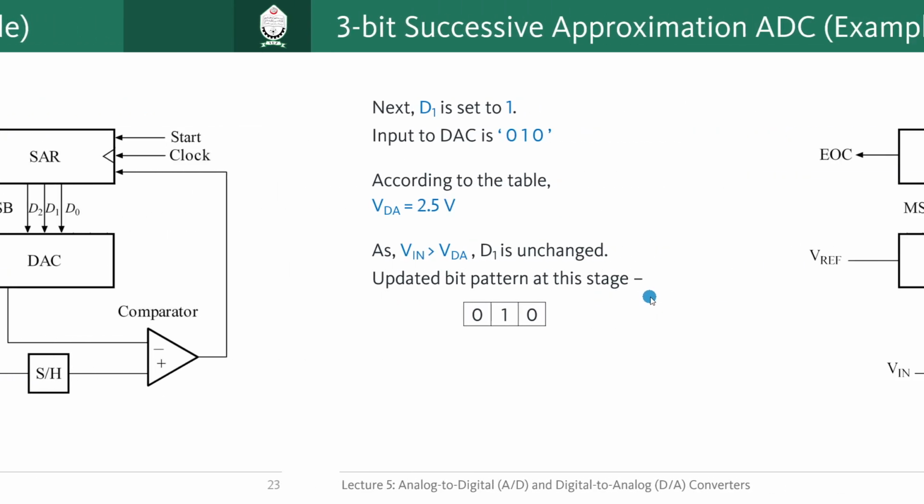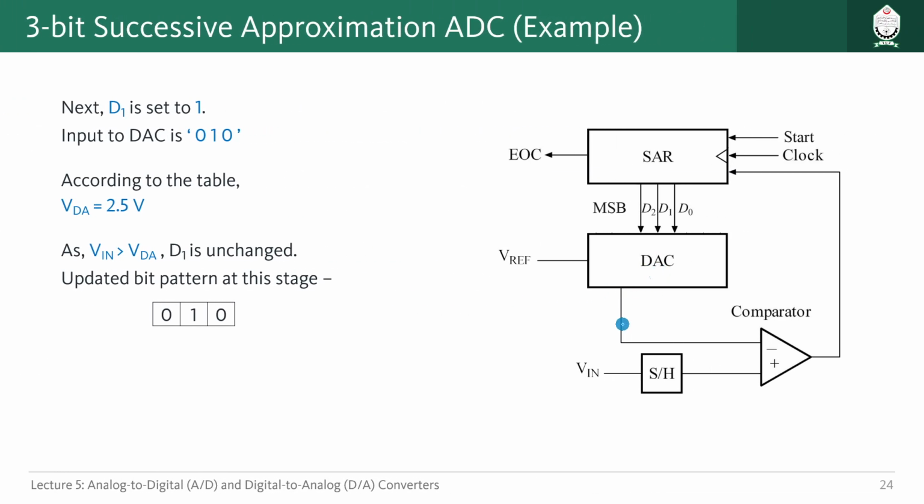So basically here we are going to get 2.5 volt in the negative pin, and the analog input voltage is 3.2 volt, just like before. So now the positive pin will have higher voltage compared to the negative one, so we are going to get a high pulse here. High pulse here means SAR will understand whatever we have guessed for this particular bit is correct, we can keep it at that value.